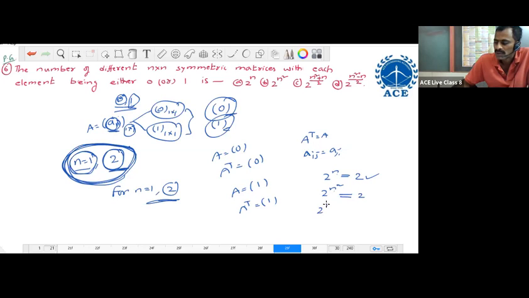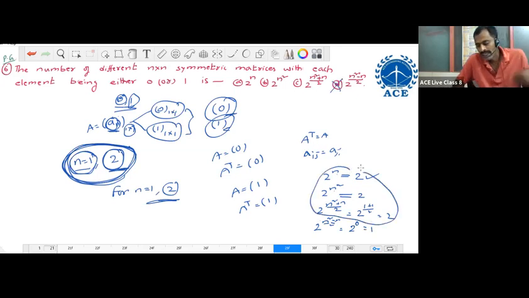Next, third option, 2 power n square plus n by 2, with n equal to 1. This becomes 2 power 1 plus 1 by 2, equal to 2. Satisfied. And the last option, n square minus n by 2: when you substitute n equal to 1, this becomes 0, and 2 power 0 is 1. The last option is eliminated. The first three options are satisfied with n equal to 1, so we cannot choose the answer. Then we have to go for the next particular order.